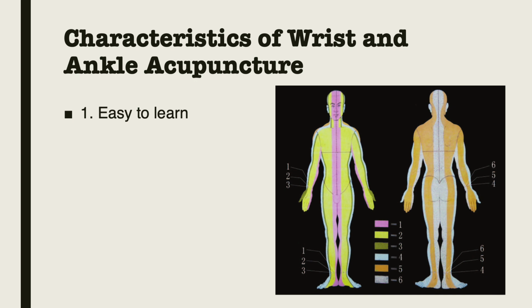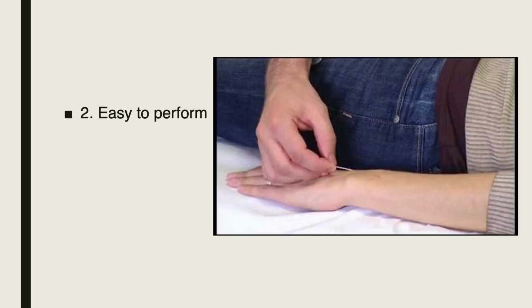Characteristics of wrist and ankle acupuncture. Wrist and ankle acupuncture is easy to learn because there are only a few points. There are only 12 total points on the wrist and ankle to treat whole body diseases. Therefore, it is easy to understand and remember point locations. The patient needs to expose only the local wrist and ankle areas for needle insertion, making this treatment easy to perform. There are no time or environmental limits to performing this technique.